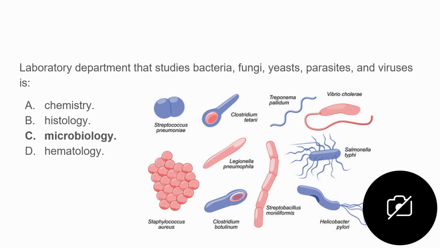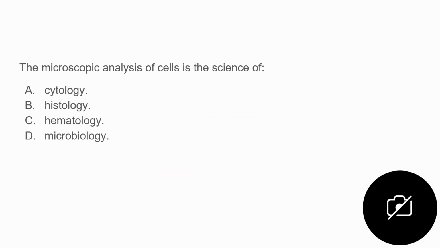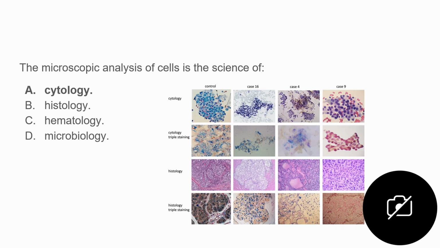A histology lab is where they look at certain tissue samples for presence of cancer cells. And hematology is a study of blood, red blood cells, white blood cells, platelets, and so on. So the microscopic analysis of cells is the science of, as I said in the previous slide, histology. Sorry, cytology. My fault. And a technician that performs these tests is called a cytotechnologist.